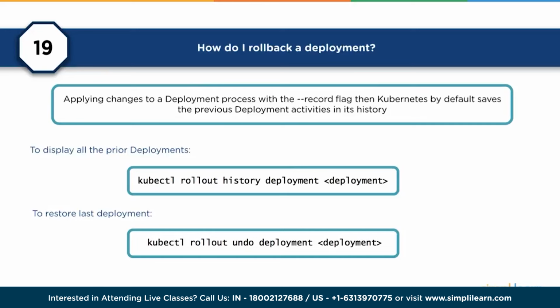So how do I do a rollback in deployment? There are a couple of ways you can do the rollback. The first is if you want to see the rollout history, you would write kubectl rollout history deployment and then in square brackets, deployment. If you want to just restore to the previous rollout, the command would be kubectl rollout undo deployment and then in square brackets, deployment, and that would take you back to the previous deployment.